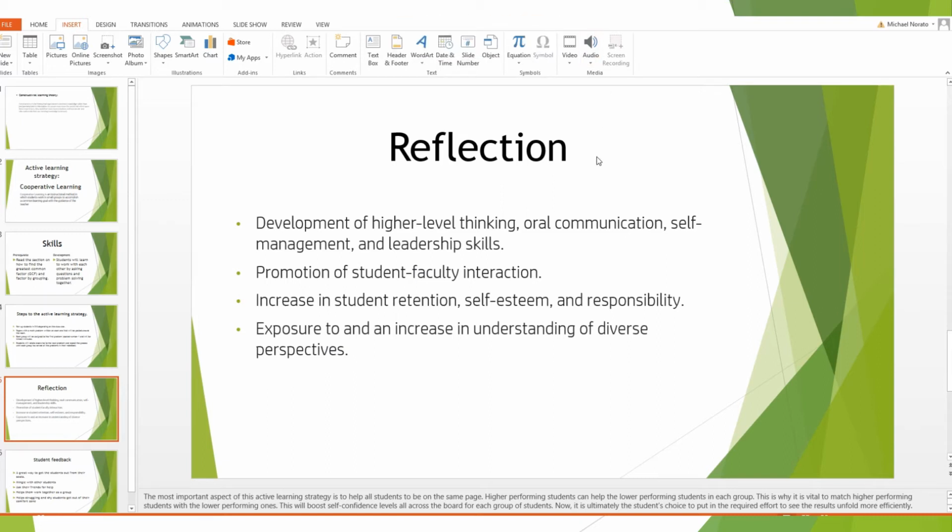What I was going to say, the reflection. One of the big things that I like to reflect upon is that cooperative learning really helps development of higher level thinking. It really polishes up their oral communication skills, their self-management, and leadership skills.